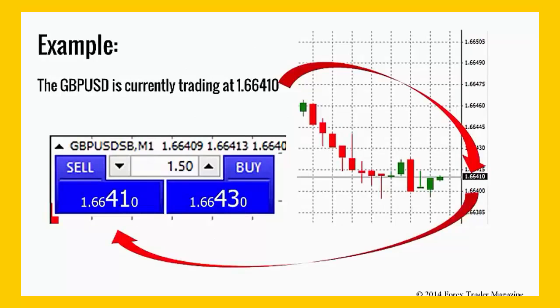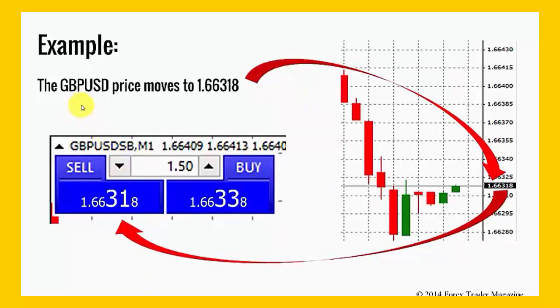And here's an example. It's the pound dollar, of course, and it's currently trading at 1.6641. So that's actually the exchange rate. And we can see the red arrows here pointing to 1.6641. And if you go to the upper left of the screen where we have the prices quoted, you'll see it again, and it's the sell price, 1.6641. So that is where we're going to start moving from to show what a pip is.